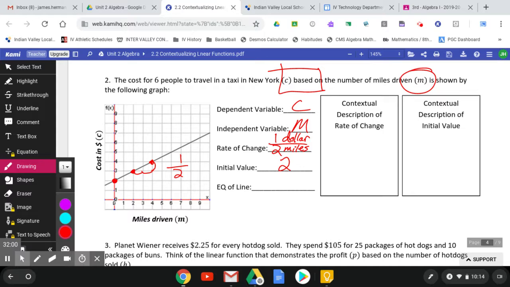All right, so now that we have all that written down, what's my equation for my line? Ashley? C equals 1/2 m plus 2. Good. Now let's look at the context. What does the rate of change mean, Ashley? Good.